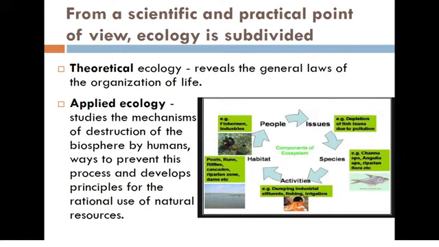From a scientific and practical point of view, ecology is subdivided. And here we can speak about two types of ecology: theoretical ecology and applied ecology. What does theoretical mean? It reveals the general laws of the organization of life. And applied ecology studies the mechanisms of destruction of the biosphere by humans, ways to prevent this process, and develops principles for the retention of natural resources.